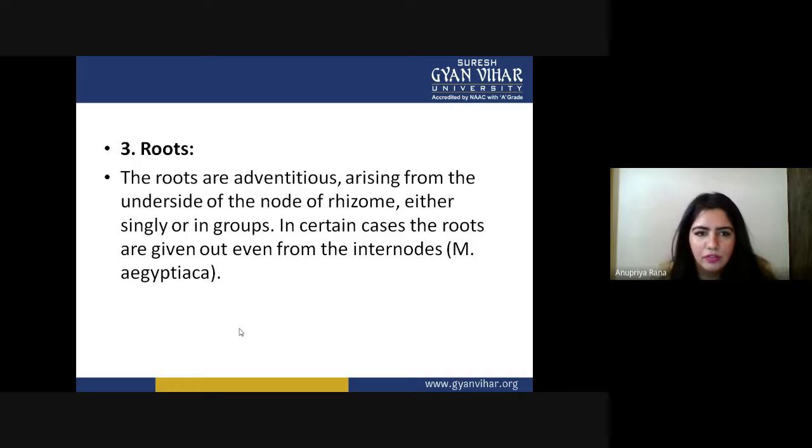Now the third structure we are going to see is the roots. The roots are adventitious, arising from the underside of the node of the rhizome, either singly or in groups. So the roots can be single or in a group, and sometimes they can also arise from the internodes.